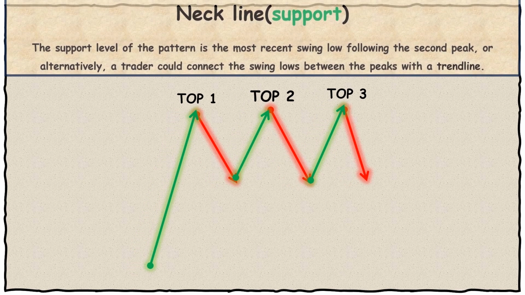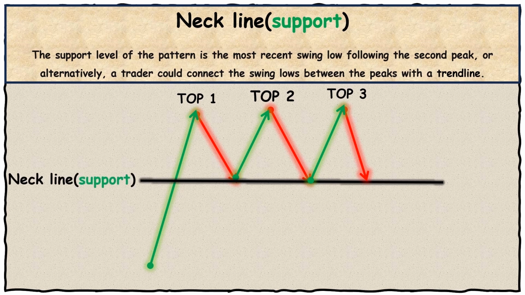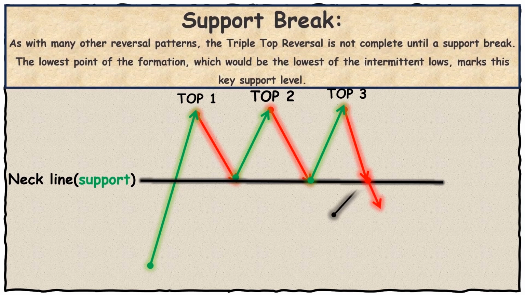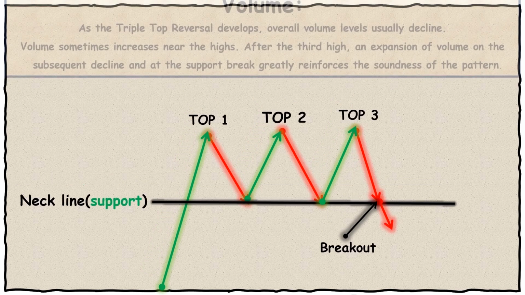Neckline, support. The support level of the pattern is the most recent swing low following the second peak, or alternatively, a trader could connect the swing lows between the peaks with a trend line. Support break. As with many other reversal patterns, the triple top reversal is not complete until a support break. The lowest point of the formation, which would be the lowest of the intermittent lows, marks this key support level.